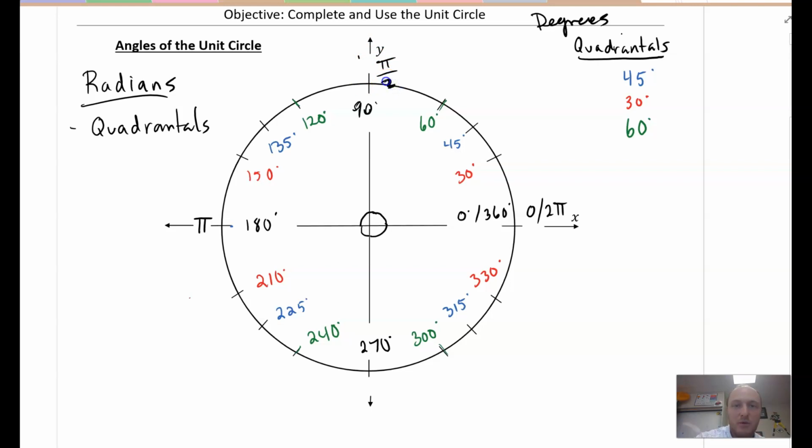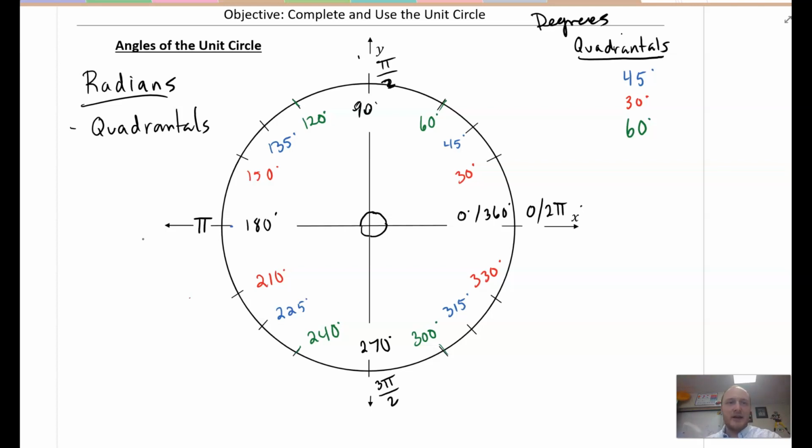Pi over 2. And what I'm going to do is play the same exact game that we just played with degrees. I have 1 pi over 2. This is 2 pi over 2, which we know reduces, right? And then this location would be 3 pi over 2. And then add another pi over 2 to this quadrantal, and that is 4 pi over 2, right? But these reduce. Isn't that 2 pi? Isn't 2 pi over 2 just 1 pi? Okay, so those are the quadrantals. All right, let's keep moving.